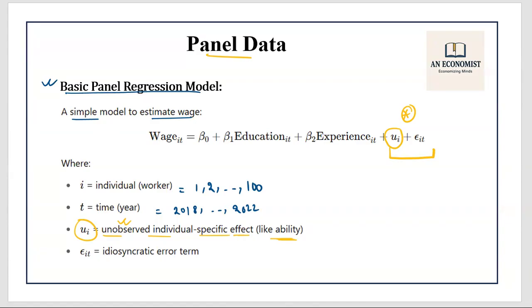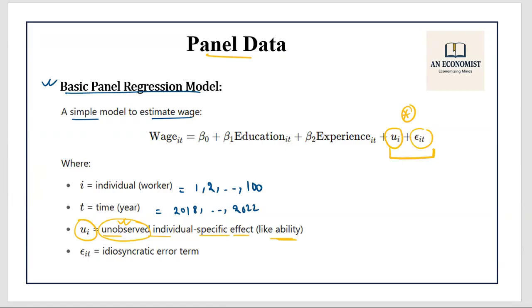So u_i, which is the first error term, captures this individual-specific effect, which is usually unobserved. Without getting in touch with the worker, you cannot find out what innate ability he has, right? So suppose it happens, that is why it is random, it is an error term, it is captured by the error term because it is possible. So we are making room for this possibility. Now the second error term.